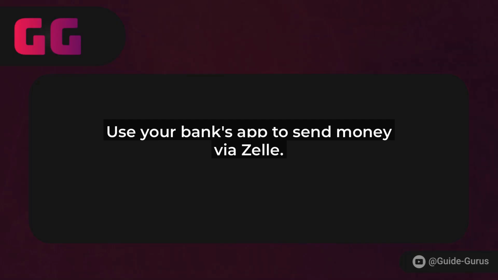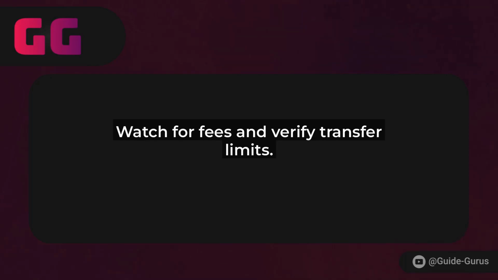A few tips for 2025. With updated regulations, always verify your limits on both Wise and Zelle. If you're dealing with large amounts, consider splitting transfers to stay under daily caps. And remember, security is key. Use two-factor authentication everywhere.